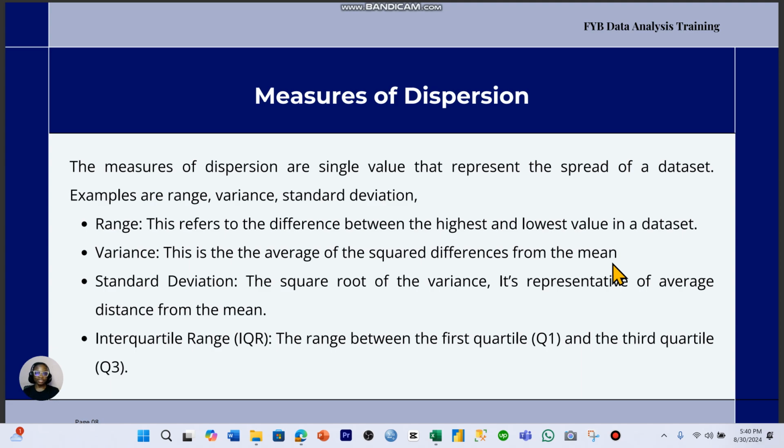Another thing that is very important is knowing how to interpret these values. If you run your analysis and get the variance, standard deviation, range, and interquartile range, how can you interpret all of these values? That is also very, very important.